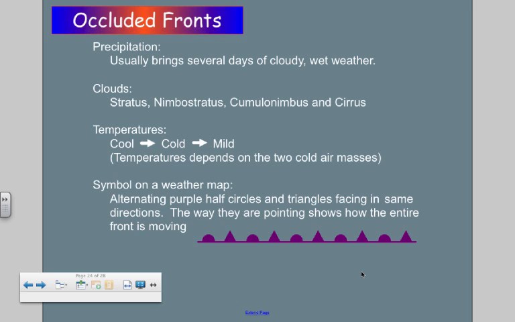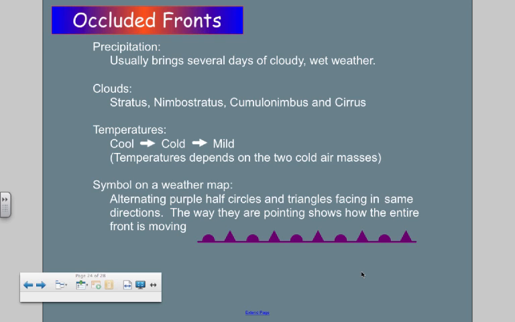Now, the precipitation we see with an occluded front usually brings several days of cloudy, wet weather. So it's very much like a stationary front in that it can bring a longer period of cloudy, wet weather. Clouds are stratus, nimbostratus, cumulonimbus, and cirrus. Now, the order of these, again, kind of depends on how the air masses interact. So don't worry too much about the order, but these are the ones you might see. Now, the temperature. You would first experience cool, then cold, then probably mild temperatures.